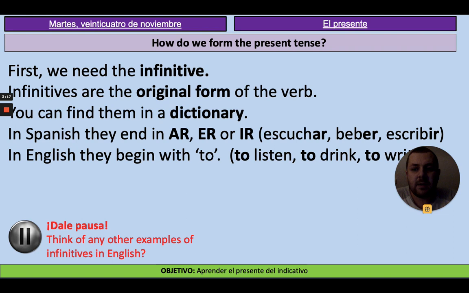Okay, so pause the video now and think of some other examples of infinitives using the three that I've given you here. You can think of them in English to start with. Okay, so maybe you thought of, to walk, to think, to watch. Okay, so these are all verbs that are in the infinitive form.